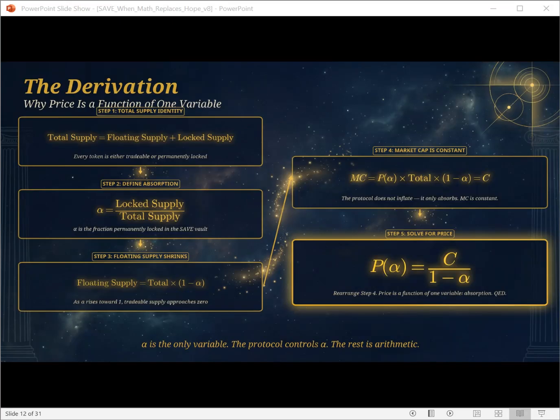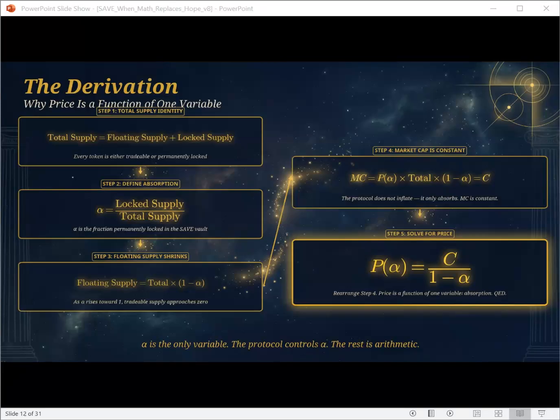So I would say the next two slides are the most important slides of this deck. So now for the equation. P of alpha equals C divided by 1 minus alpha. Three variables, that's all. C is the singularity constant, the treasury value divided by the total Rise supply. It is fixed at Genesis and can only increase as the treasury grows.